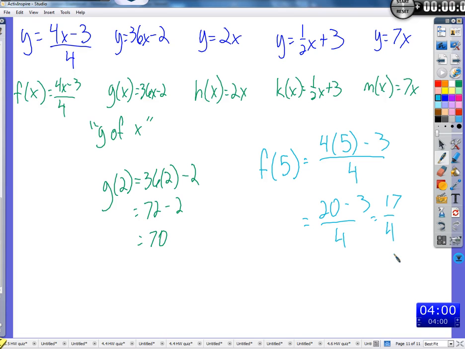Do you feel the compulsion to tell me what decimal this is? Just 17 over 4. Really? That's where you leave it? 4.25 is also fine, yeah. But your addiction to decimals is quite concerning.